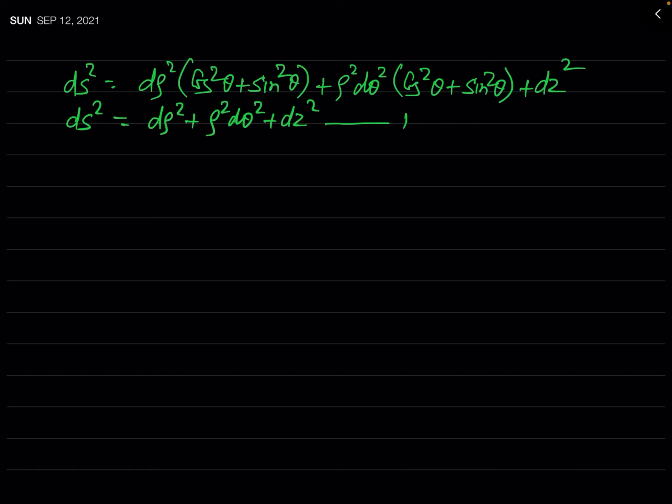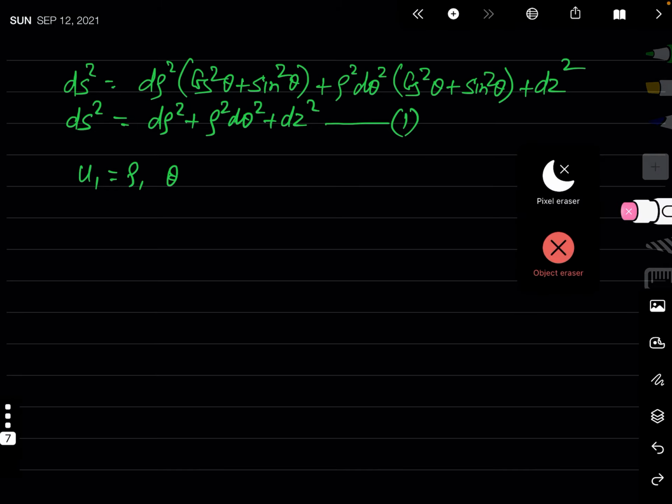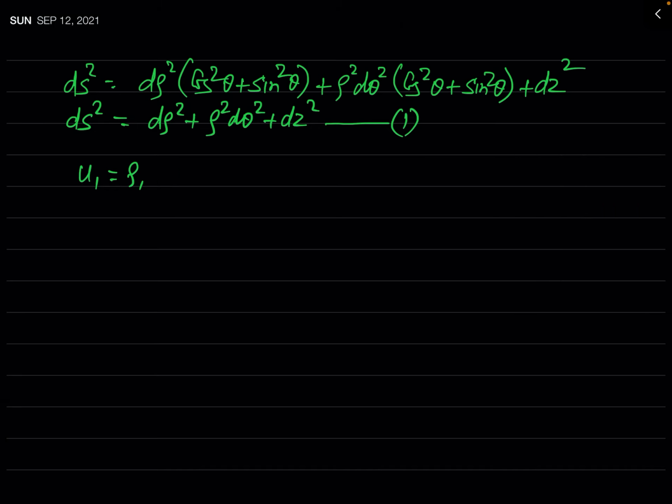This is actually the value of the arc length, and we have obtained ds square. So in this condition, as you have seen, we have considered that u1 is equal to rho, u2 is equal to theta, and u3 is equal to z.